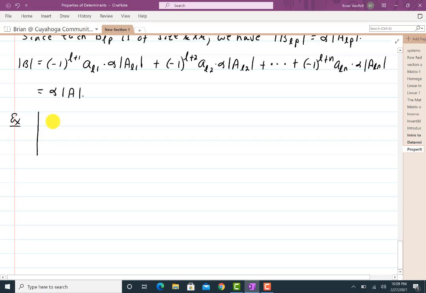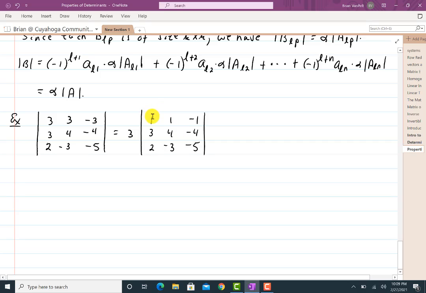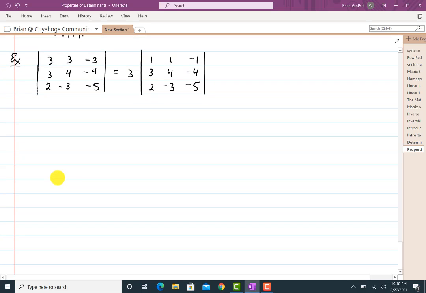So let's start with this determinant. I have 3, 3, -3, 3, 4, -4, 2, -3, -5. Now what I can do is pull out a factor from exactly one row, like so. I found it useful to have the one up in this left corner, so let's go ahead and clean up a little bit.